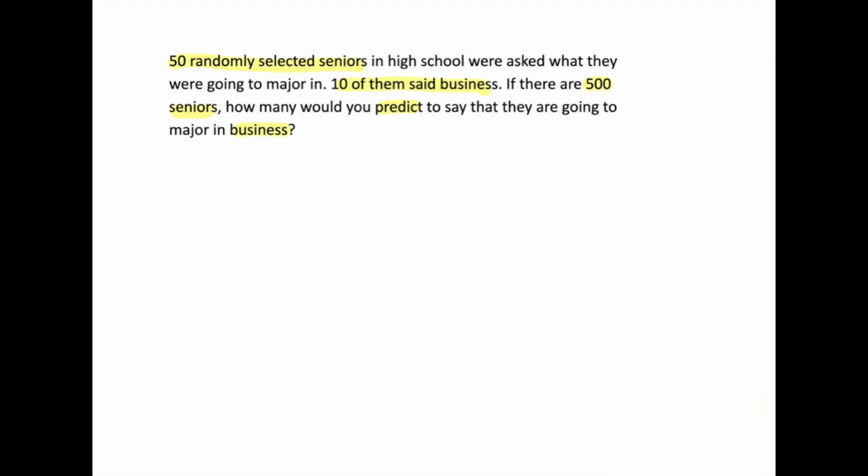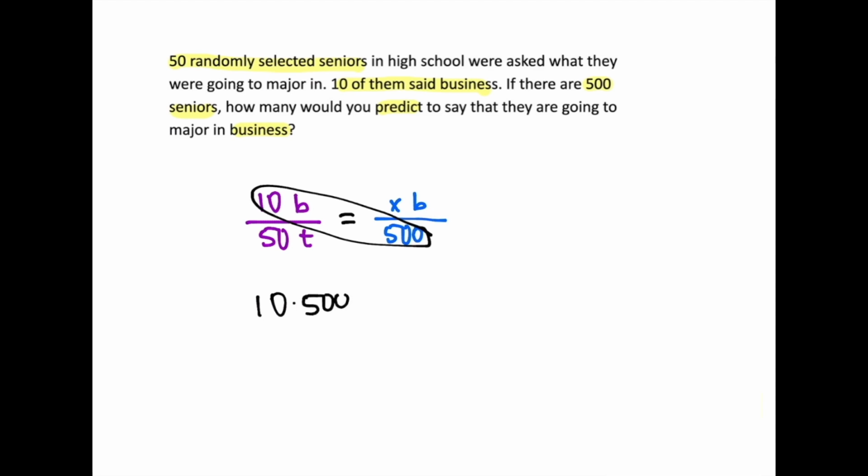The first thing you need to do is set up your first ratio in your proportion. We know that 10 students said business out of the 50 total. Then we don't know how many people are going to say business out of the 500 total. Next, we need to cross multiply. We have 10 times 500 equals x times 50, or 50x.